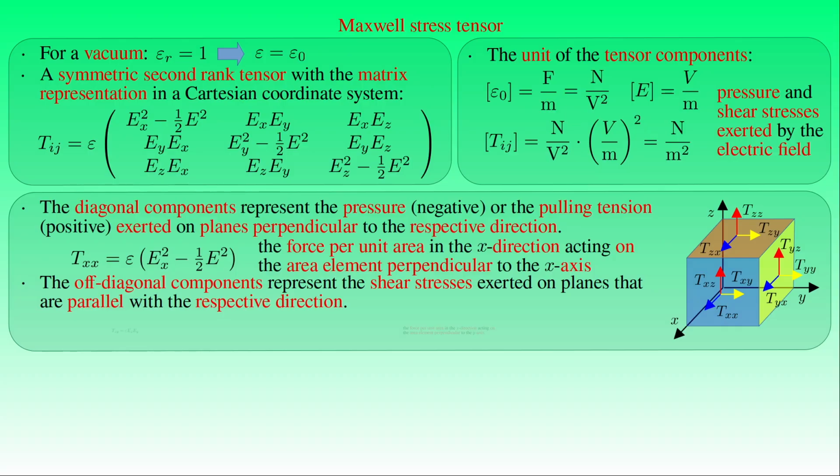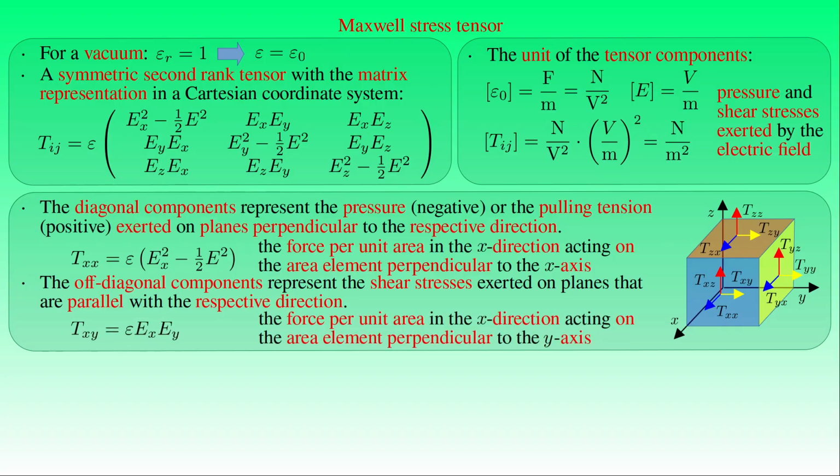For example, the component T sub XY of the stress tensor is given by the absolute permittivity epsilon times the product of the X and Y components of the electric field strength E. This component is represented by the yellow arrow lying in the plane of the blue face of the volume element and pointing in the Y direction. This quantity is interpreted as the shear stress acting on the blue area element perpendicular to the X-axis, acting in the direction of the Y-axis.